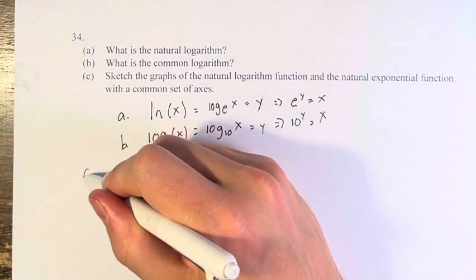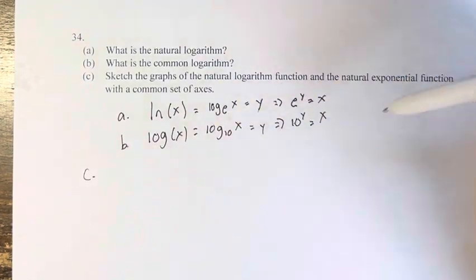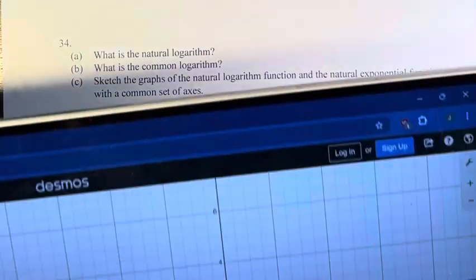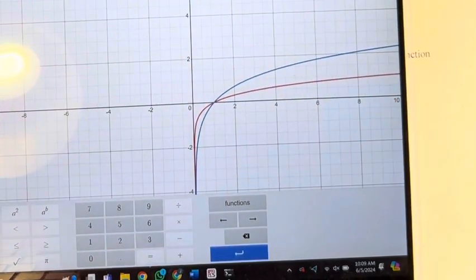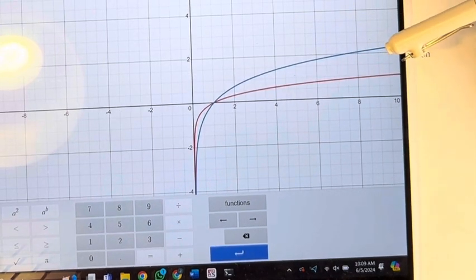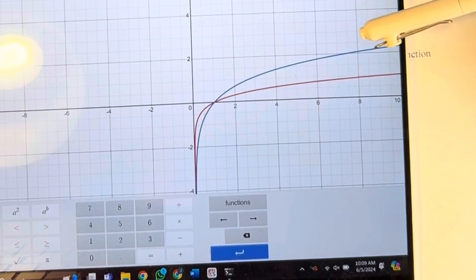So in graphing these, they are based on the same function, right? The logarithm, but they have different bases. So I think it's helpful to graph these, not by hand, but in a graphing calculator. You can see here we have it pulled up on Desmos. Blue is the natural logarithm, and in red is the common logarithm.